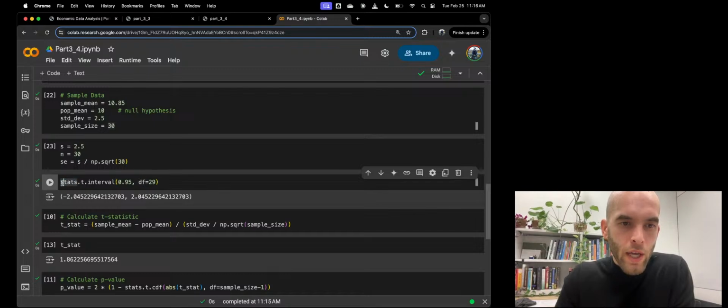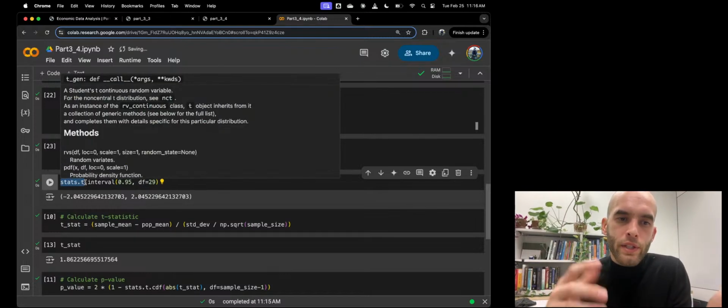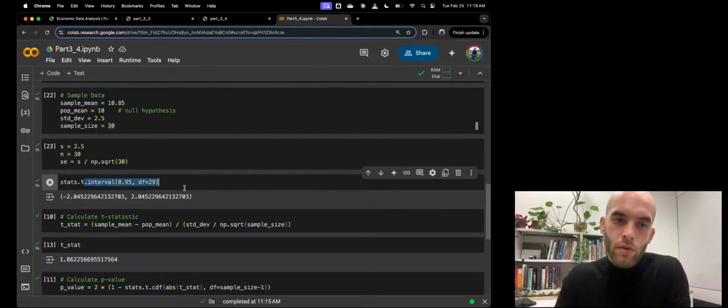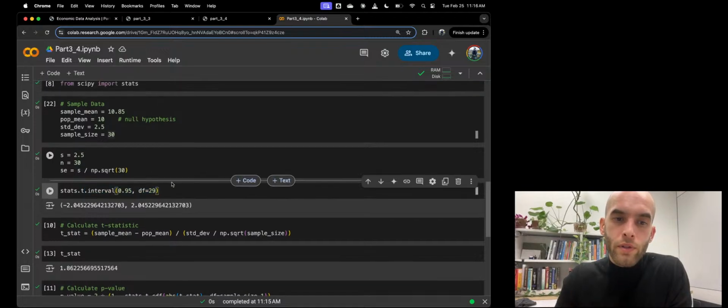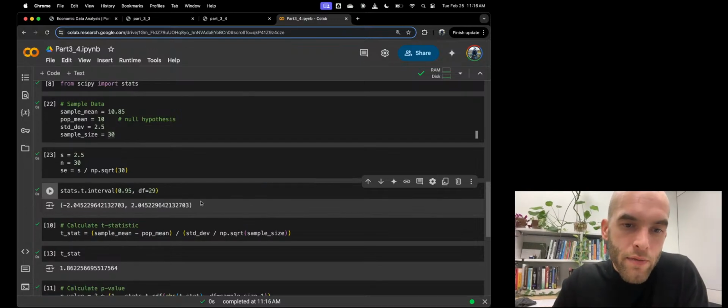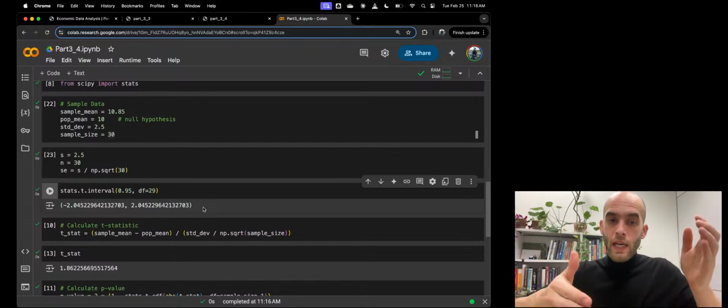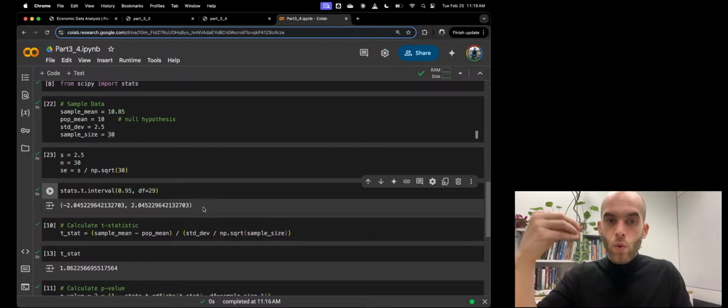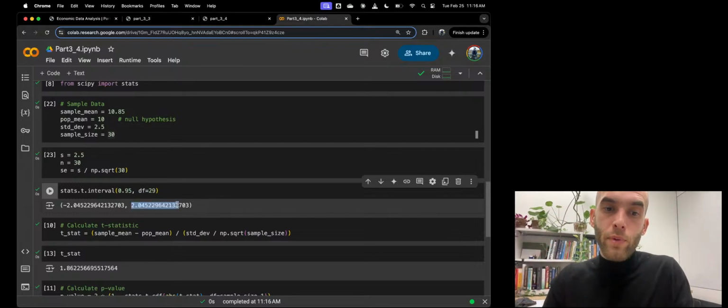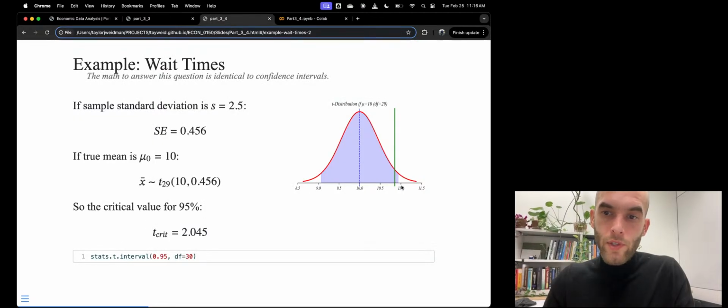And what we're saying is we're going to look at the statistics package, look at the t-distribution within that package, and then construct the 95% confidence interval around 0. And so what this does is it gives us the critical regions. This is how many standard errors on either side of our guess the 95% confidence interval will be. So this number is this one here.